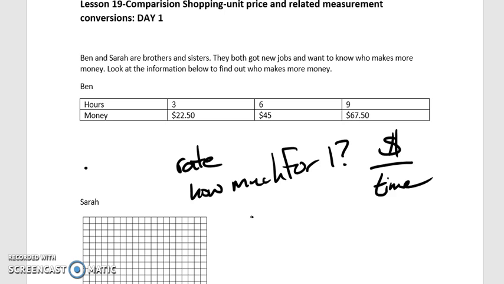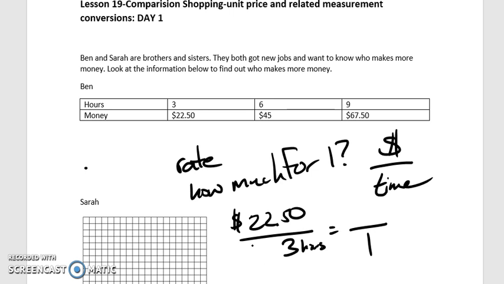So the money, $22.50, for the 3 hours. If I figure out how much it is for one, that's why it's the division problem. Again, if you can jump right to division, we don't have to set up this ratio, but it shows you why we are dividing.